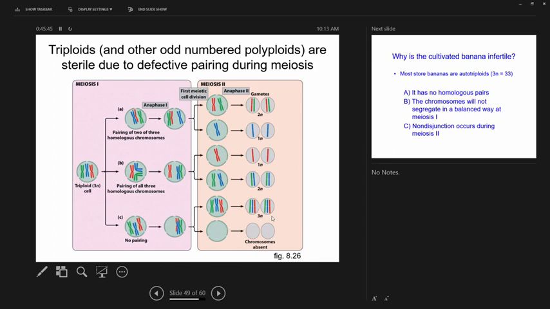This, you mean? Or making a triploid? But that's because we picked the triploid banana, right? We selected for the triploid banana. So the triploid banana, all the cultured bananas do this for all of their gametes.